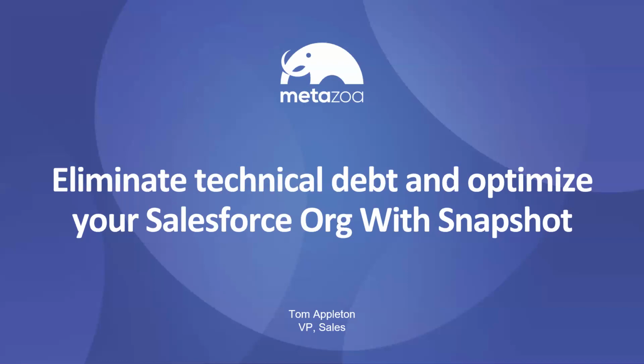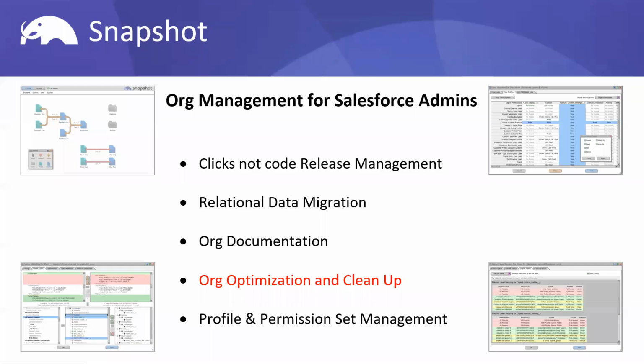So this could be unused items like email templates or reports or fields that nobody's putting data in. This could be stuff like profiles and permission sets that aren't properly assigned or aren't set up correctly. It could be stuff like inactive users who are still connected to things in your org. So it can really span a lot of areas when we talk about technical debt. And we're going to show you today how Snapshot can help tackle a lot of those to really help get your org running in tip-top shape.